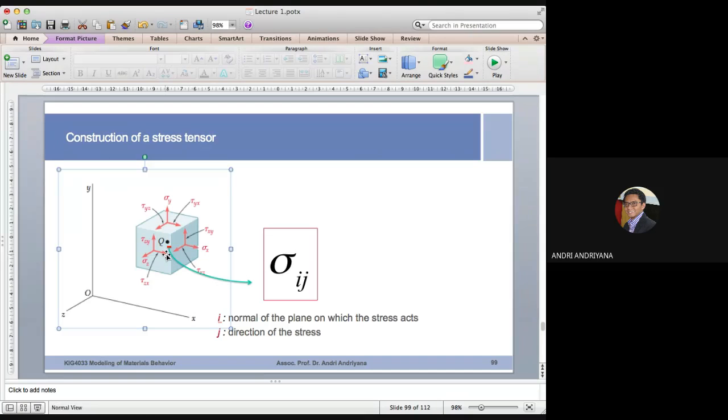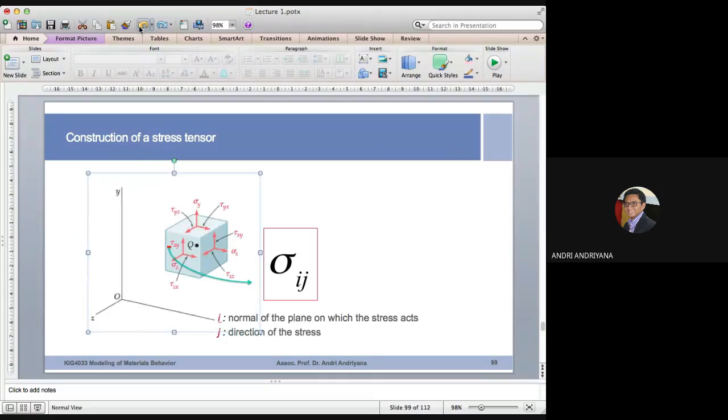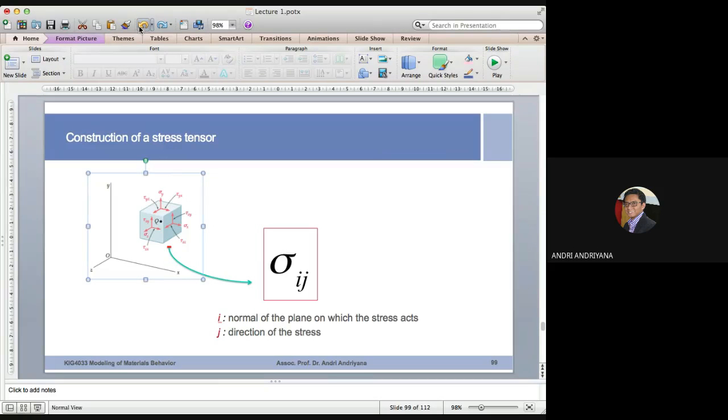So next, we will learn how to specify the component of the stress with respect to a certain plane. Okay, the rule is very simple. Let's say I have sigma ij, the index is ij, so I refer to the normal of the plane on which the stress acts, which means look at the plane. What is the normal direction of the plane? Normal means perpendicular to that plane.